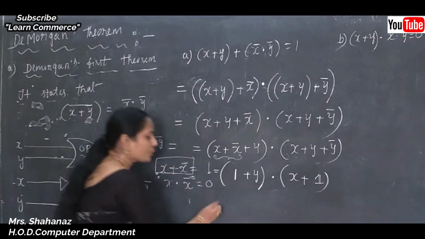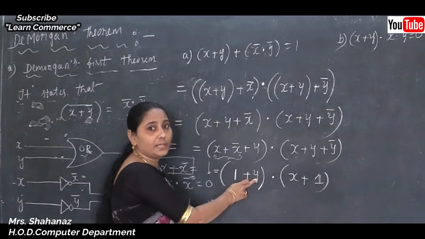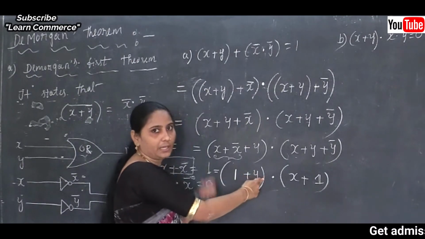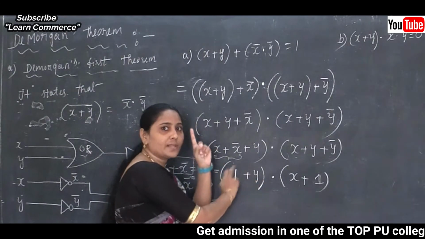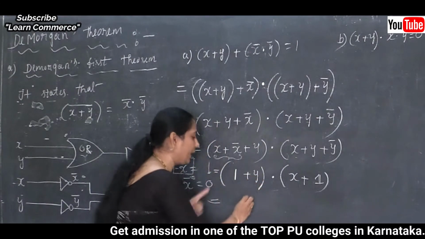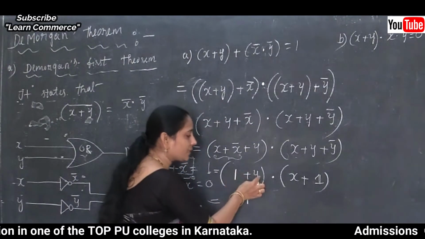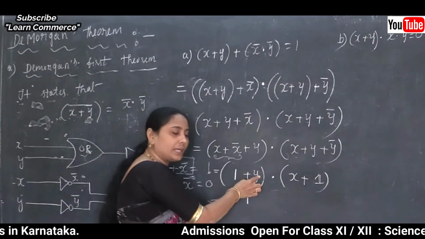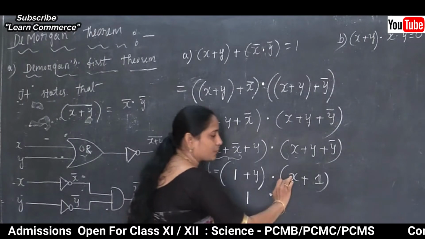Clear this point? After that, maybe the y variable is 0. When you add 1 plus 0, the result is 1. Or maybe the y variable is 1. 1 plus 1, the result is 1 only. So directly we can take it. Clear this point here? So 1 plus 0, maybe y is 0 or 1, there are no changes. The result is 1 only, and the AND symbol as it is, I am going to take x plus 1.